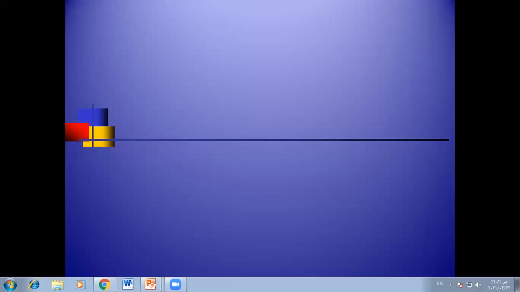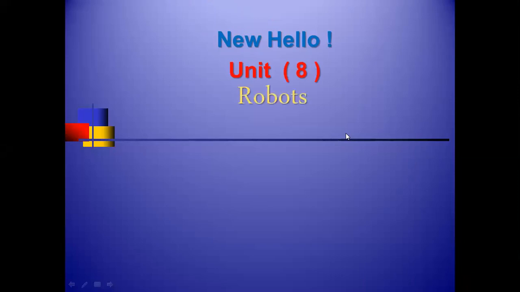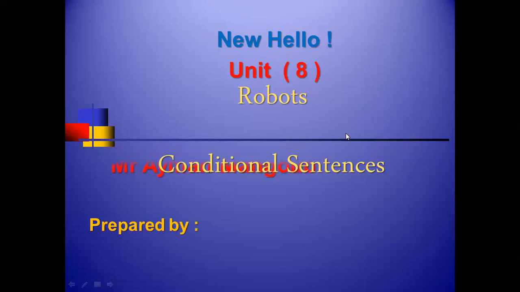طيب السلام عليكم ورحمة الله وبركاته. Today, hello students, dear students. Today, inshallah, we're going to discuss a new unit, Unit 8. The title of the unit is Robots, and the grammar lesson is the Conditional Sentences. Today with you, Mr. Ayman Mahmoud.